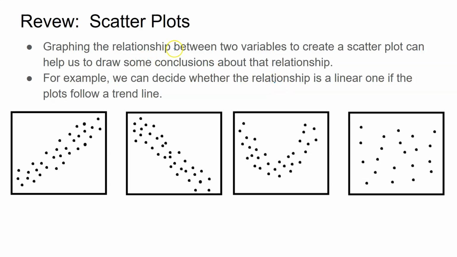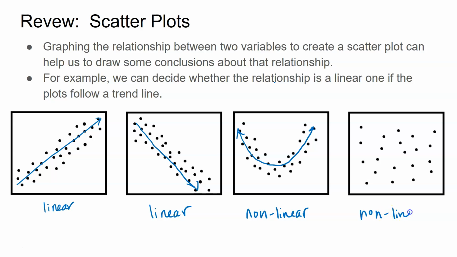Graphing the relationship between two variables to create a scatter plot can help us to draw some conclusions about that relationship. For example, we can decide whether the relationship is a linear one if the plots follow a trend line. For example, these follow a linear shape, so this would be linear. This also follows a linear shape, so this would be linear. However, this is a curve, so we would say this is nonlinear. And this one has no association, so it's also nonlinear.